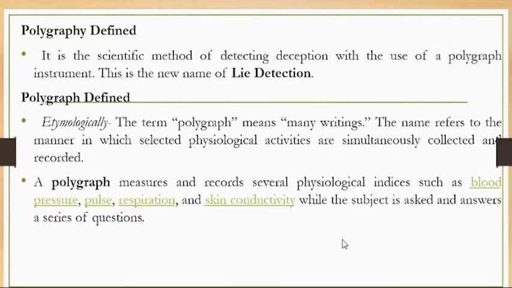The polygraph measures and records several physiological indices such as blood pressure, pulse rate, respiration, and skin conductivity, while the subject is asked and answers a series of questions. Actually, the critical area in doing this is the questioning, because through the questions it could record the blood pressure and pulse rate, because the question will stimulate the subject. So we will do the questioning.